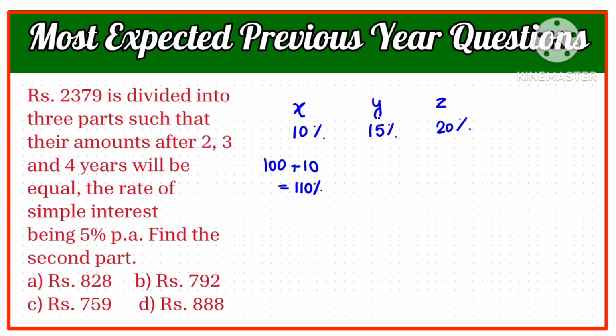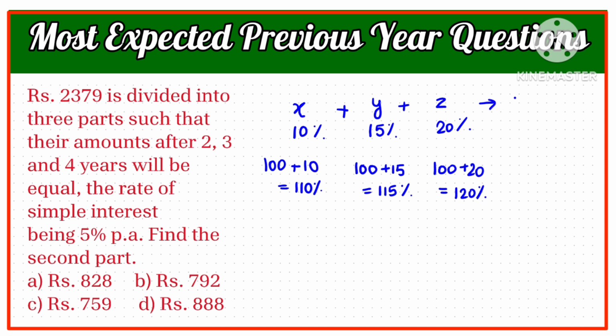Now for the second part, that is y, 15%. 15% means what? On 100 rupees, he is getting 15 rupees interest. So total amount he will get, that is 115%. In the third case, he is getting 20% overall interest. 20% means what? On 100 rupees, he is getting rupees 20 as interest. So 100 plus 20, he will get 120% as the amount.